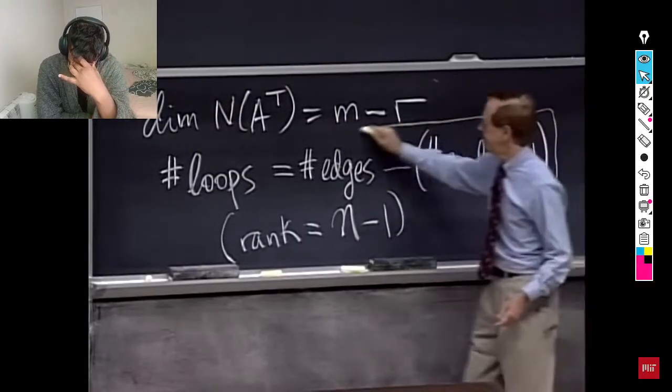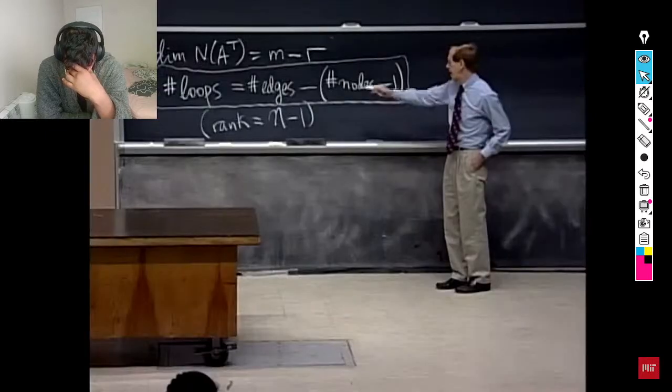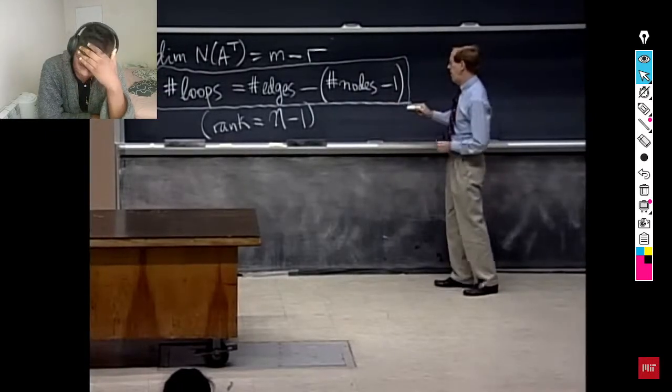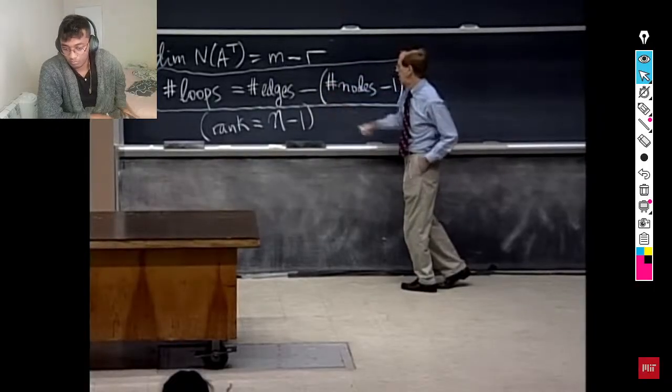This is a great formula. Shall I write it slightly differently? Nodes minus 1, the number of edges. Let me put things. Have I got it right?